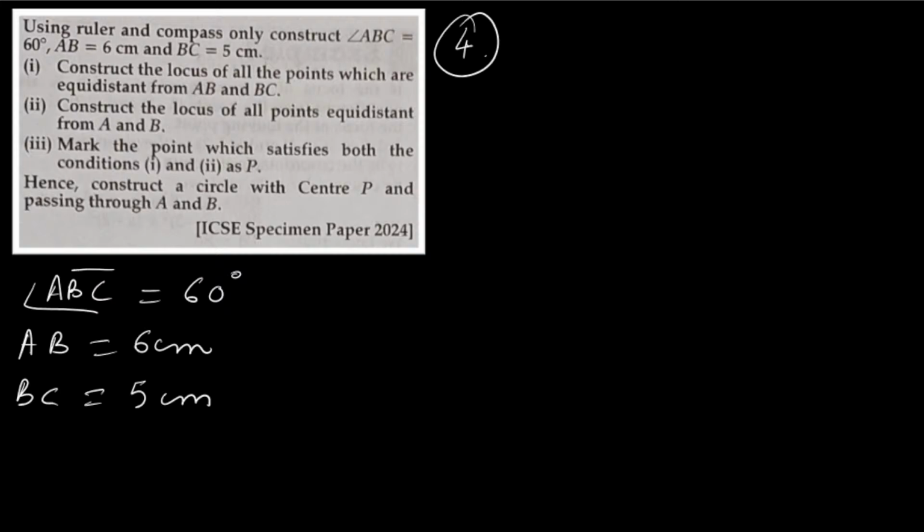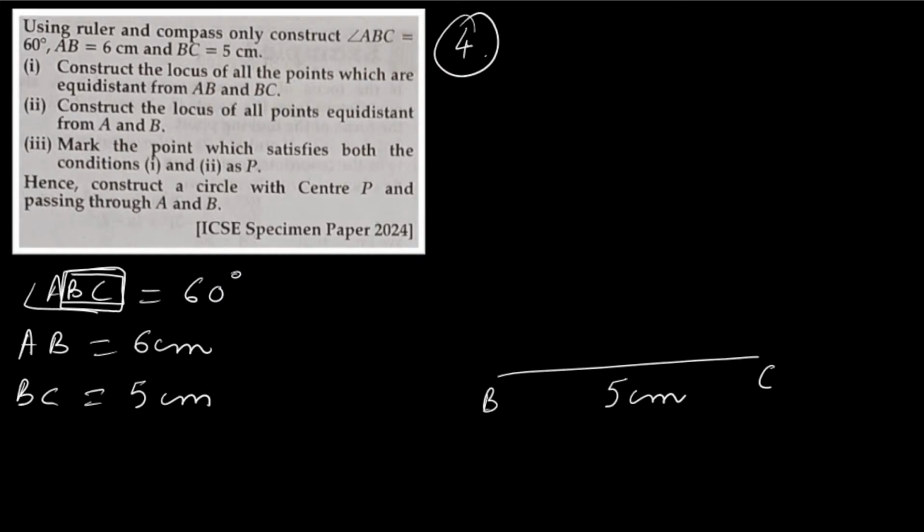Okay, so angle B is given to us. So BC I will be constructing as the baseline. Anyhow, you can construct AB also. You can do it. I'm going to take BC as the baseline. BC is 5 centimeter. At point B, we have to construct an angle of 60 degree.